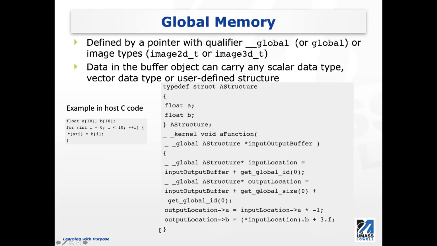And also, next line for the output location, we use these buffer pointer and the global size, which indicates the number of variables in this dimension, and also with the global ID. So what we're trying to do here, the next two lines, is to use the input location to retrieve the first floating point number in that data structure and perform the operation, and then use the other variable in the data structure to update the value in the output buffer.